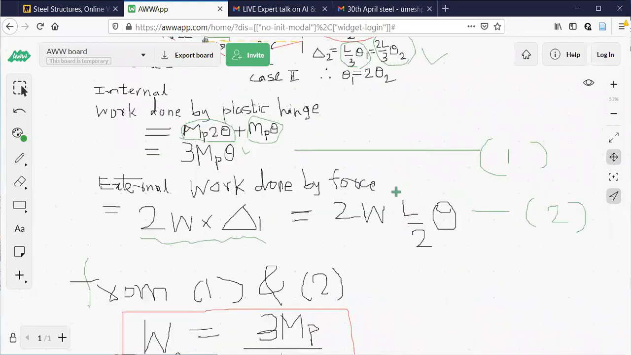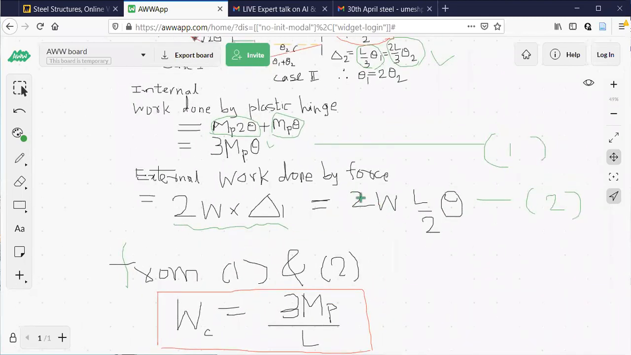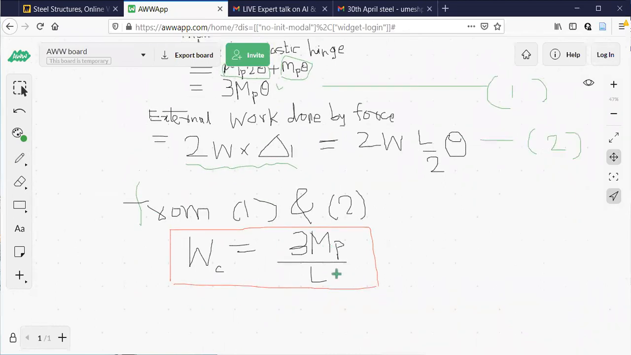Okay. Now equating these two. You should write equating 1 and 2. From is also okay, but equating 1 and 2, you equate these two here. WL theta is equal to 3 MP theta. This will be W equal to 3 MP by L. WC is equal to 3 MP by L. This is with respect to span AB.